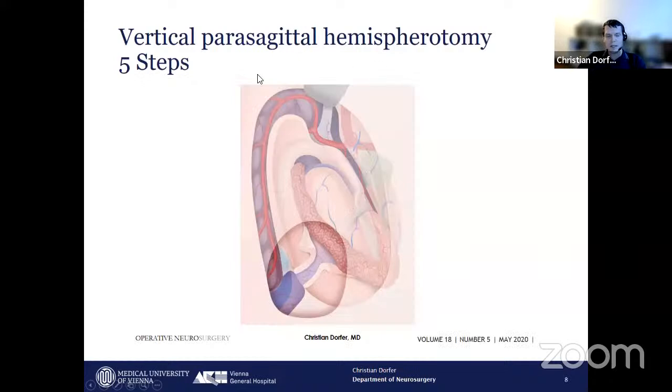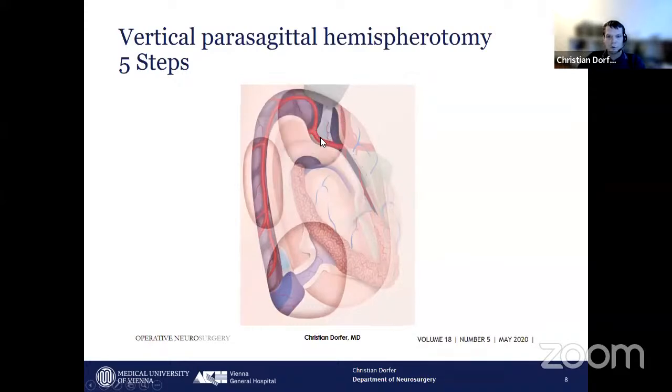And the vertical technique can be described in 5 steps. We are going through these quickly. Once you have gained access to the ventricle, the first step starts posteriorly. So you need to identify the splenium and disconnect the splenial fibers until you get a view on the vein of Galen complex. Then you disconnect the fornix at this level. You follow the paracallosal artery all around the genu to complete the callosotomy.